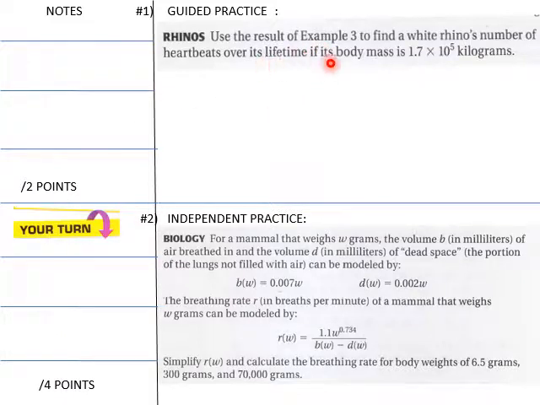Now, using the results of example 3, find a white rhino's number of heartbeats over its lifetime if its body mass is 1.7 times 10 to the 5th. Down here you have a similar situation, students, so work on that. Let's do our guided practice now.